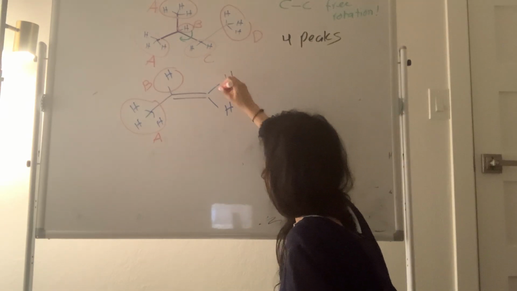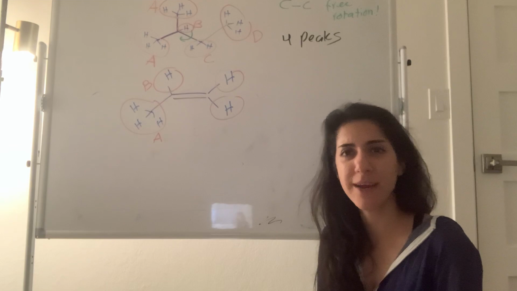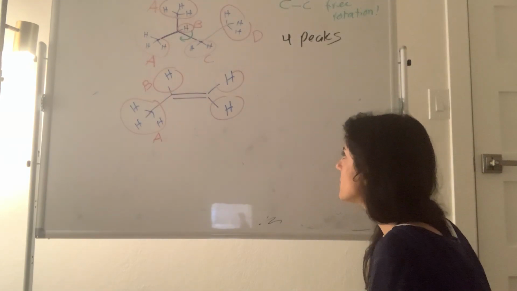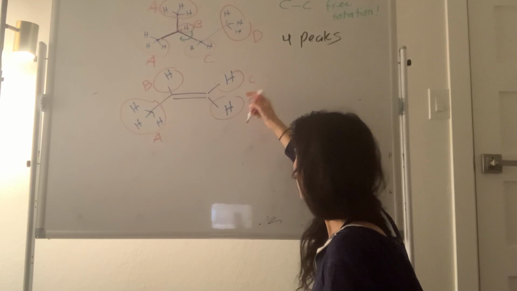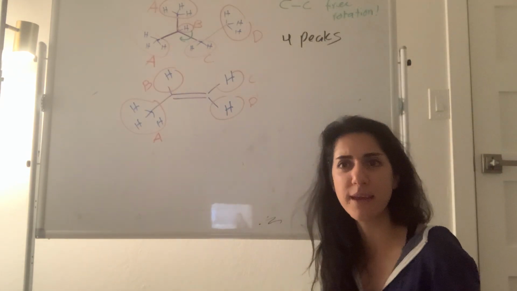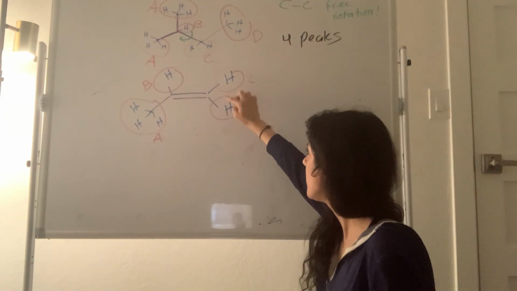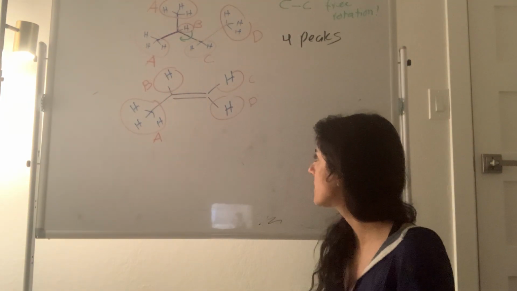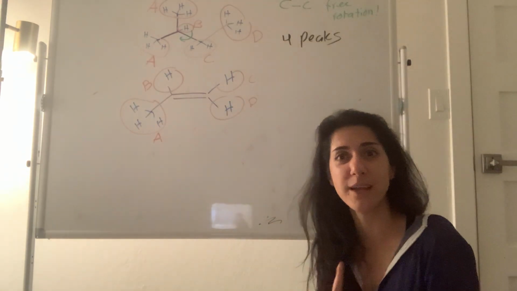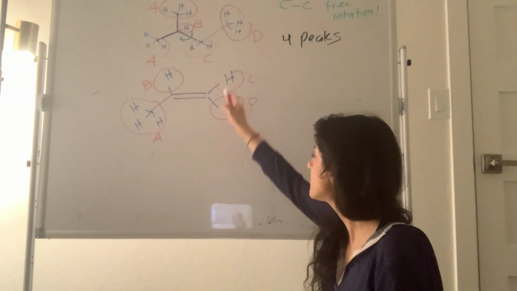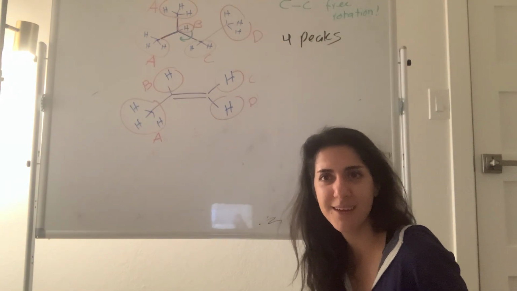Now, let's come over here. Are these two equivalent to each other? What do you think? Are these two equivalent to each other? Do I put C or D? Or are they different? What do you think? So this one we know is unique. This one we know is unique. How about these two? They're attached to the same exact carbon. They both are 1 hydrogen. Are these two equivalent to each other? What do you think? Like a 50-50 chance.